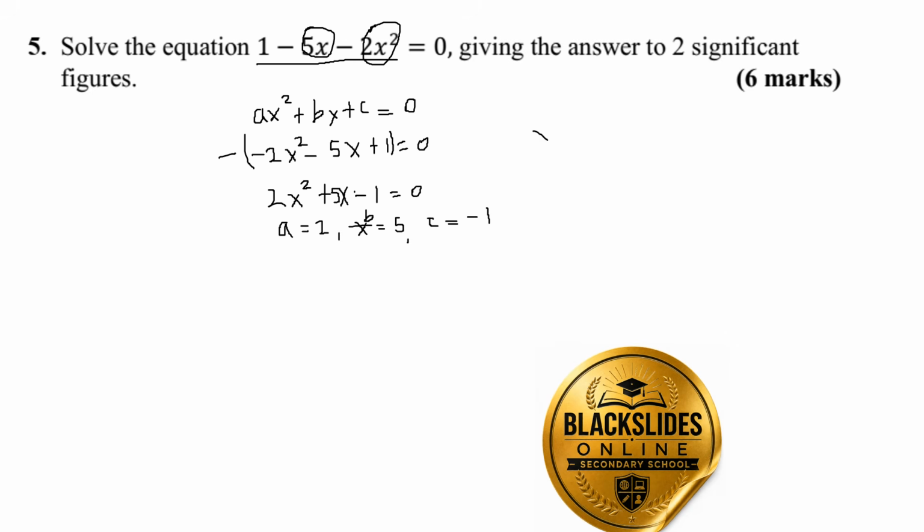Then you go ahead to use the formula x is equal to minus b plus or minus the square root of b squared minus 4ac, divided by 2a. So that's basically what you do. Substitute and simplify, and you must get a value that needs to be rounded off to two significant figures.